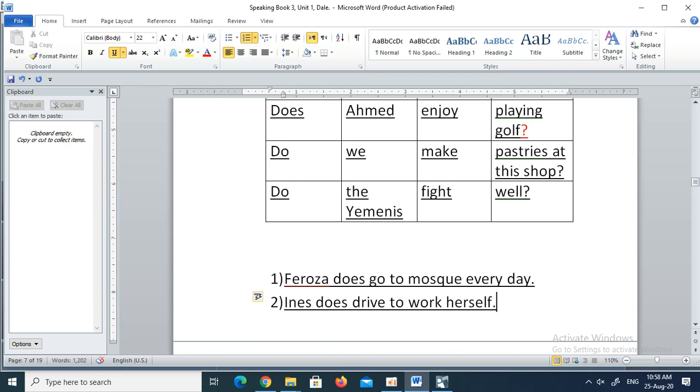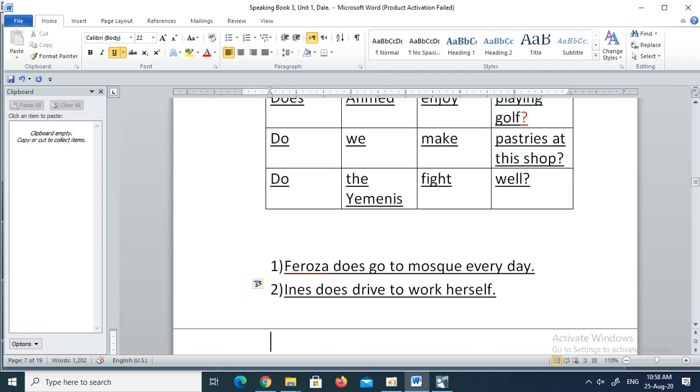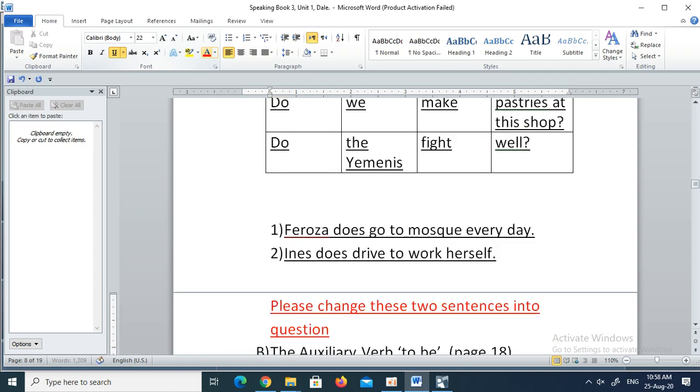We have two statements here. Feroza does go to mosque every day. Inaz does drive to work herself. I want you to write those sentences on your piece of paper as statements. Change these statements into questions on your piece of paper.